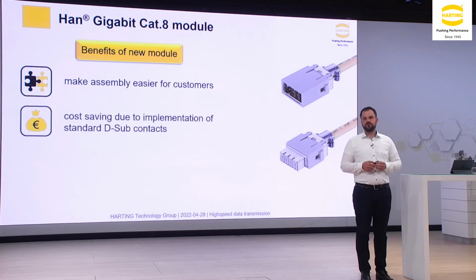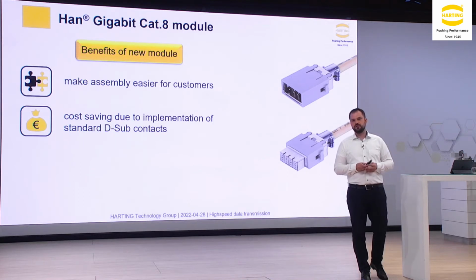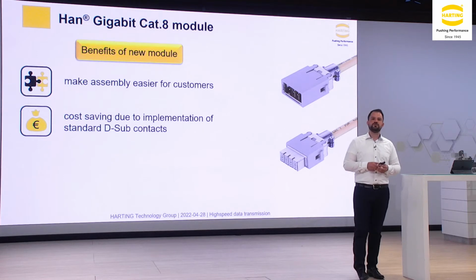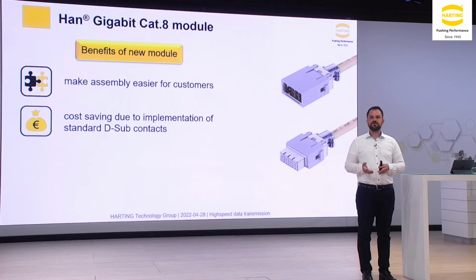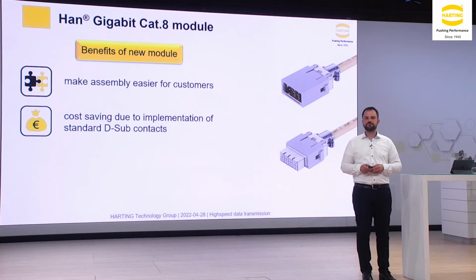In addition, it was our goal to implement our standard D-sub contacts. If you are familiar with our portfolio already, then you know that we already had a Cat7 gigabit module. In this existing Cat7 module, you had to use special contacts. And these special contacts naturally have another cost structure than our standard contacts. So using the standard contacts within this new module gives you a great potential for saving costs when using this new solution.